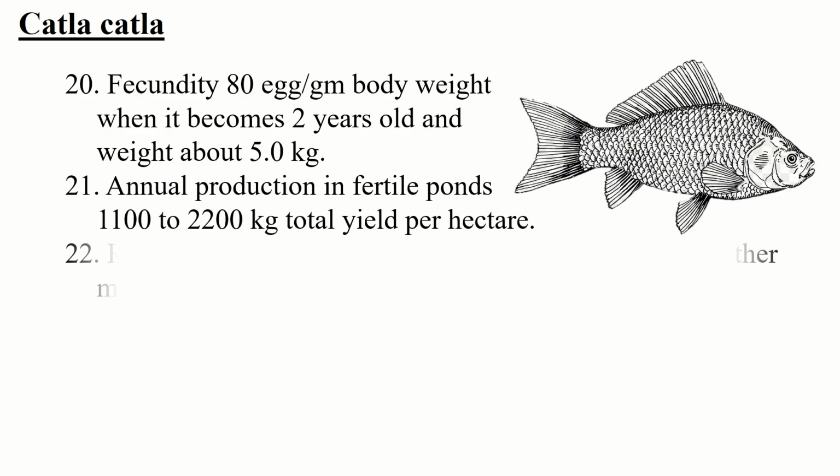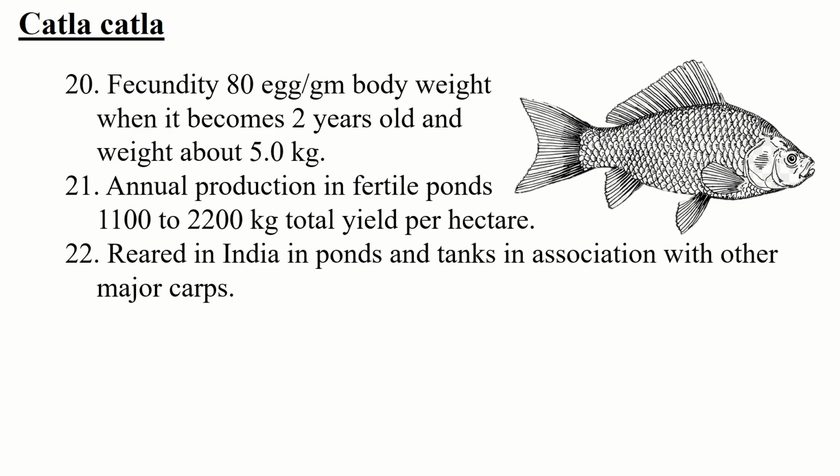Reared in Indian ponds and tanks in association with other major carps, they can live calmly with the other major carps, and so this fish is used for composite fish culture or polyculture technique. So these are some characteristics of the Catla.